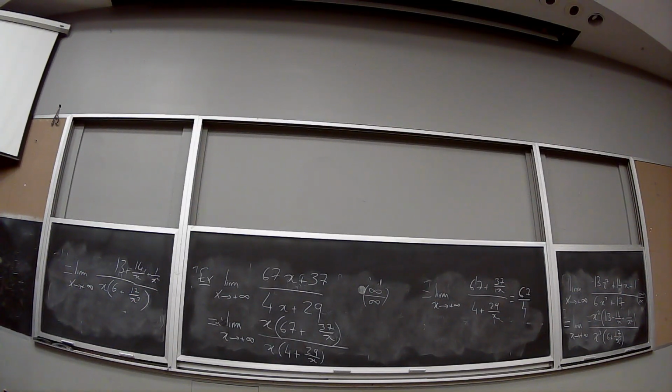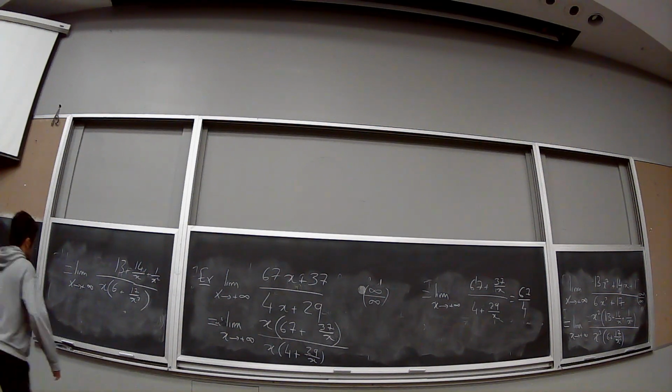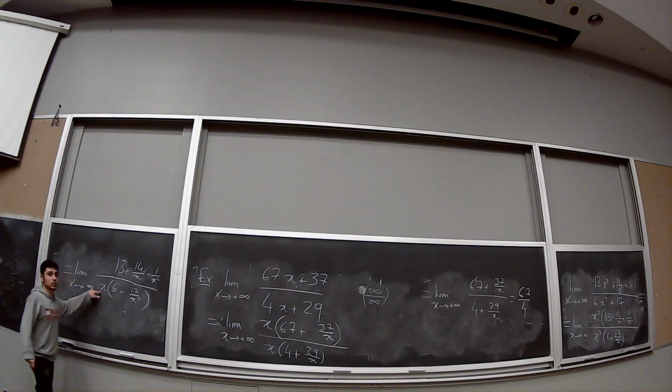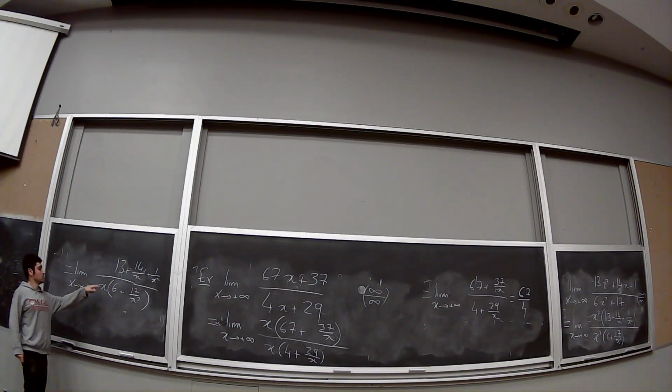Great. Now let's look at the top. Where does the top go to? 13. The bottom consists of two things. This one, where will it go to? 6. And this one, where will it go to? Infinity. So I have 13 over 6 times infinity. What is that equal to? 0.